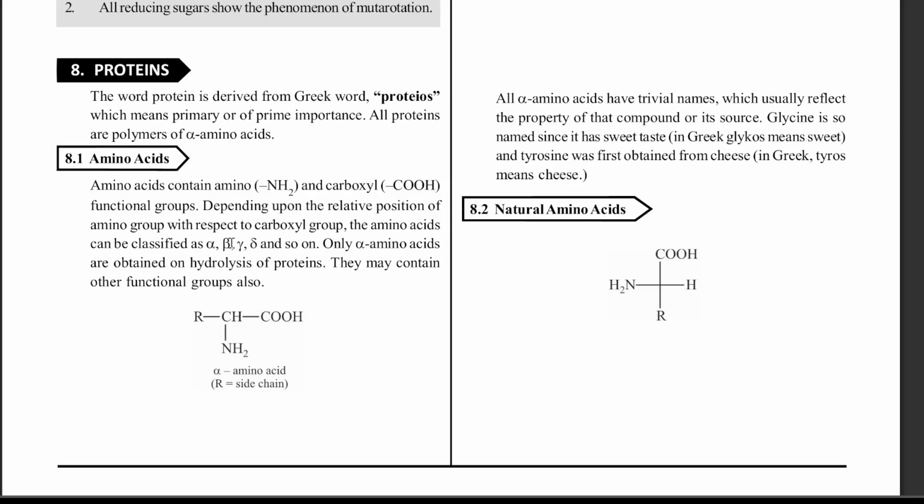Amino acids can be classified as alpha, beta, gamma, delta and so on. Only alpha amino acids are obtained on hydrolysis of proteins. They may contain other functional groups also.